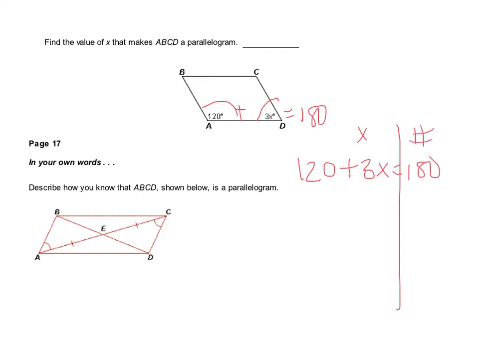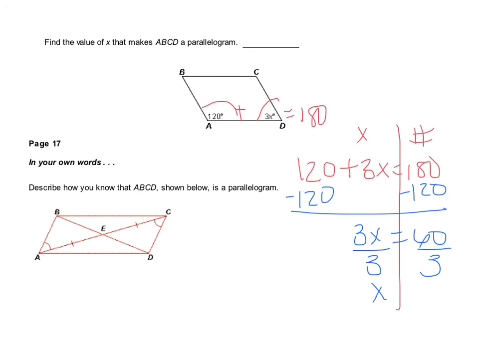X is on one side, numbers on the other. To get x by itself, I need to get rid of the 120. So I'm left with 3x equals 60. And then I'm going to divide both sides by 3, and I get that x equals 20. So as long as x is 20, then this is in fact a parallelogram.